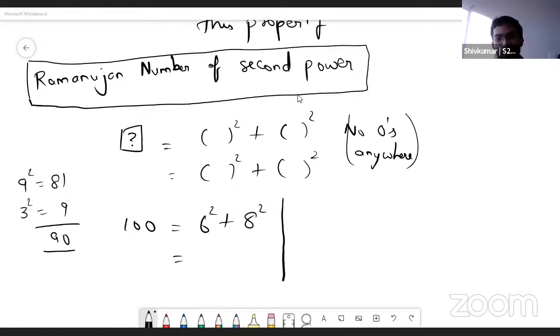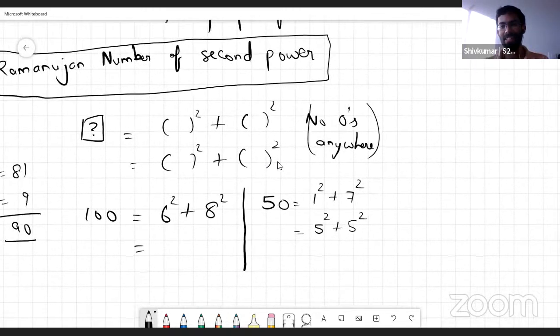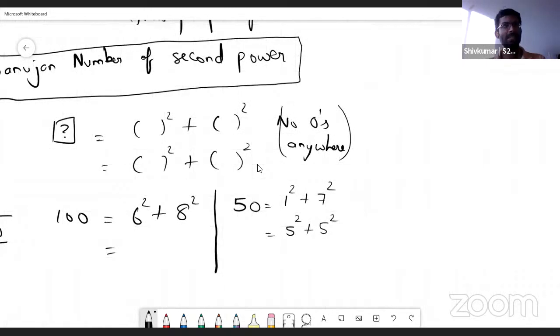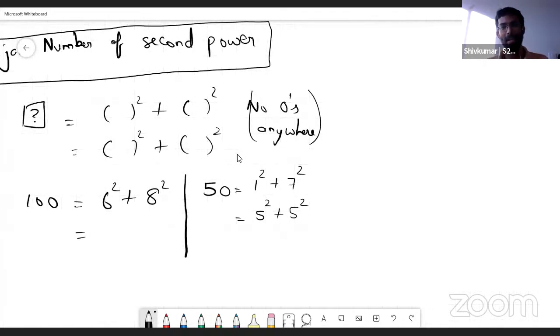Let us take this number 50. Okay, 50 is nothing but 1 squared plus 7 squared. This is also equal to 5 squared plus 5 squared. Isn't it? Right. And you can check that this is the smallest such number. I guess this is the smallest such number having this property.